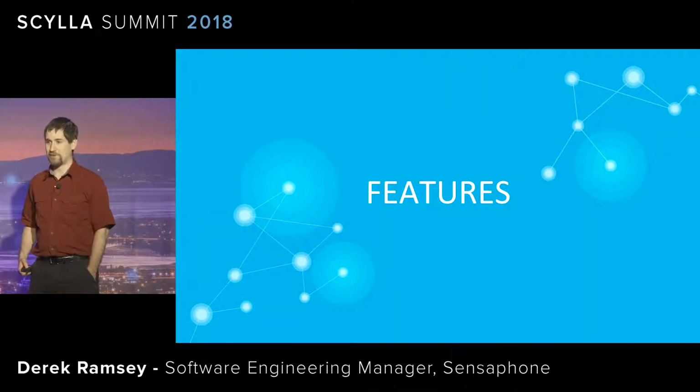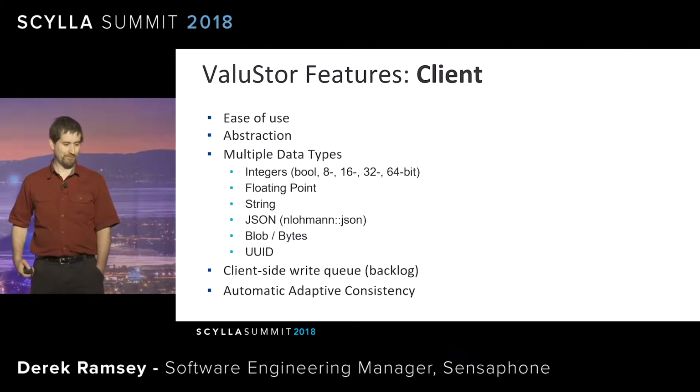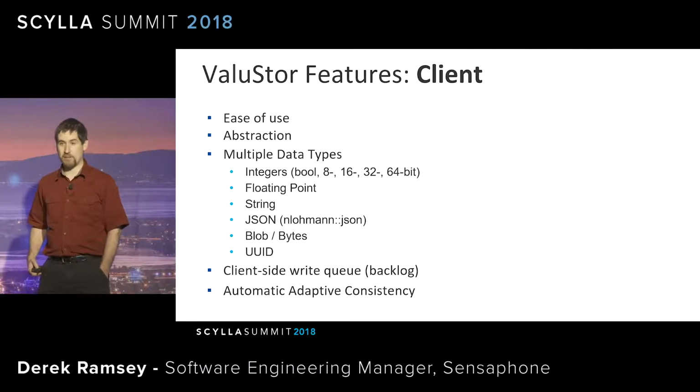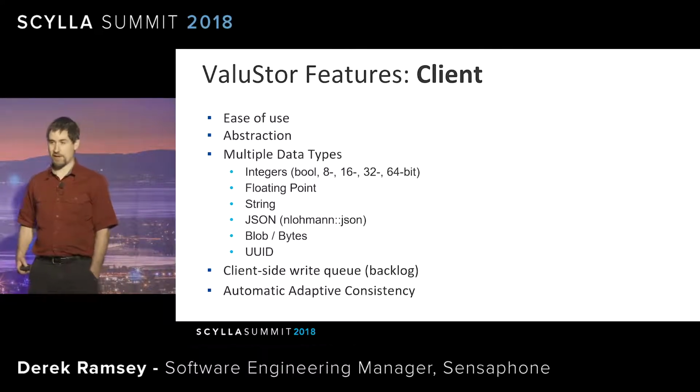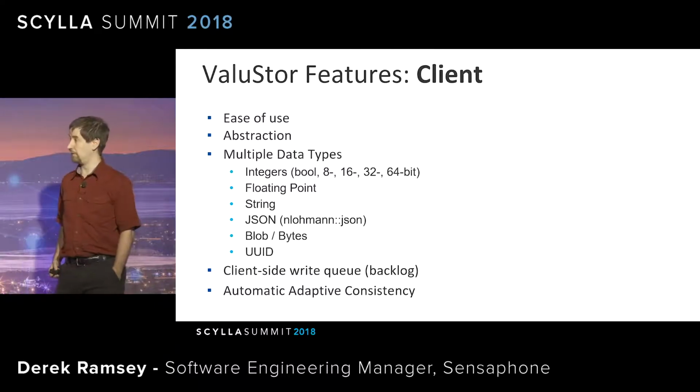Now let's talk about the features of ValuStor. The ValuStor client was first and foremost designed for ease of use. There are only 2 primary API functions, a get and a store function. It's an abstraction layer so that you access all of your data in the native language, and that includes the native data types, all the ones listed there.